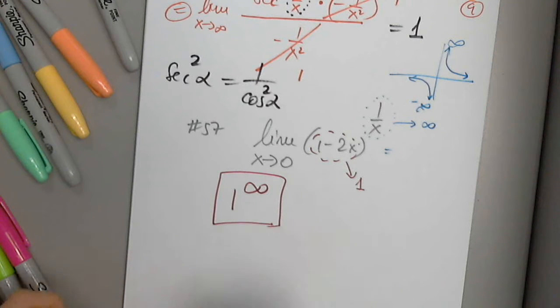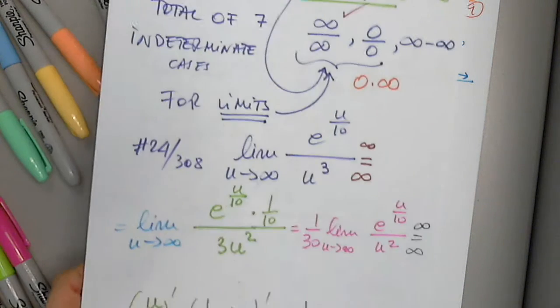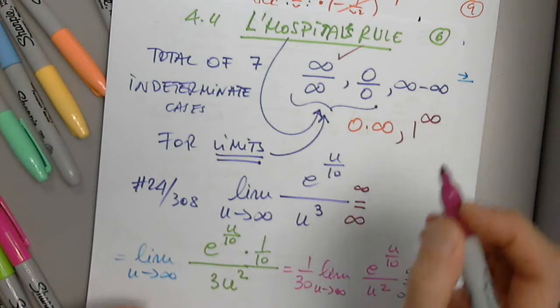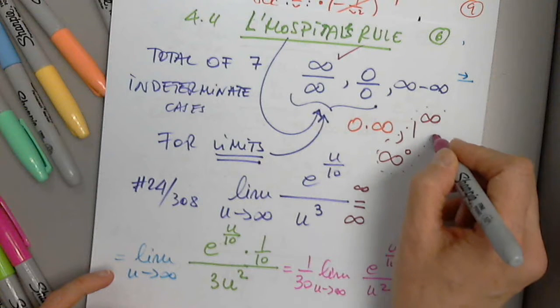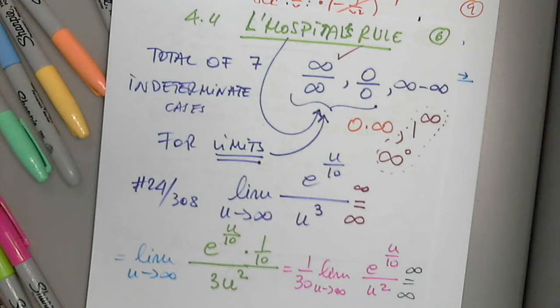And you can say, really? Seriously? 1 to infinity? Yes, seriously. 1 to infinity. So please add it in. 1 to infinity is another indeterminate case. I would say the most difficult to work with, in my opinion. 0 times infinity is not such a big deal. But 1 to infinity, or infinity raised to 0 as the next one. So the power ones are the most difficult to work with.